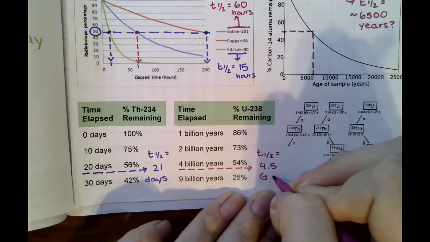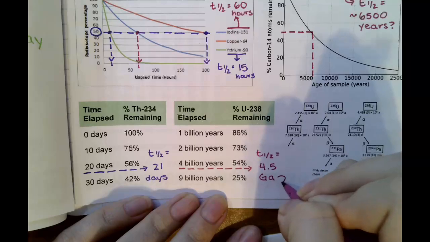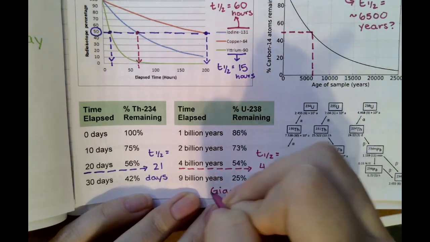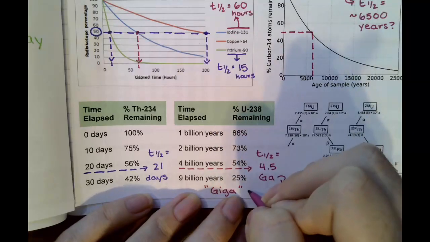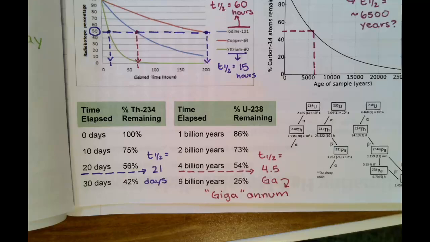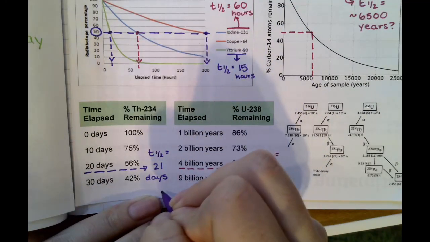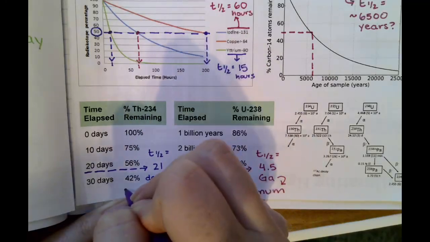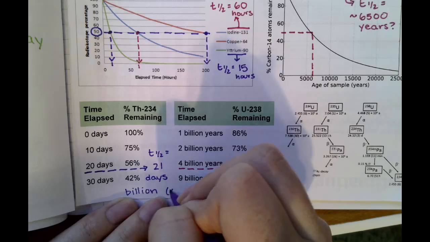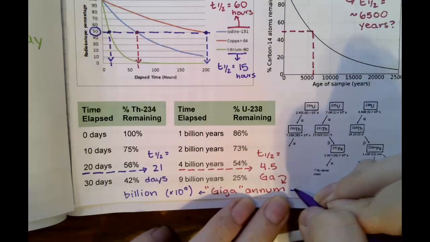Okay, and I'm going GA there, just so that I can have the pleasure of adding to your notes that GA means giga-annum, and giga means billion, or anything times 10 to the 9th, and annum means year.